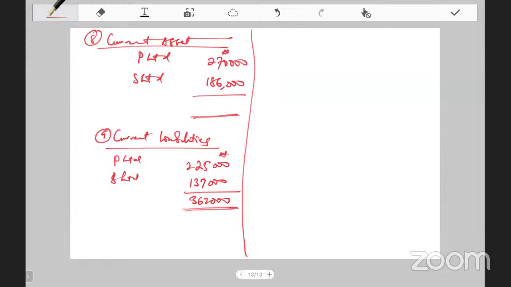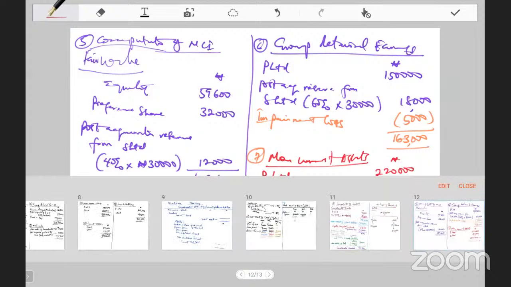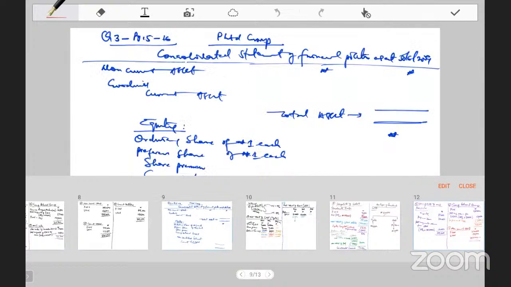Current asset, 456,000. Next, non-current asset, 390,000. I think all are done. So let's just put them into the answers.